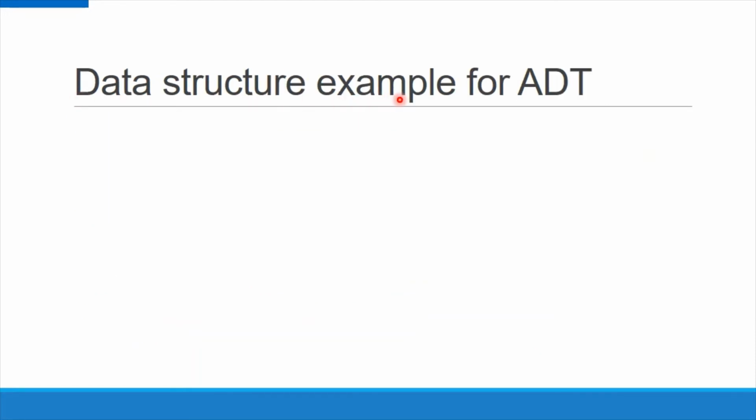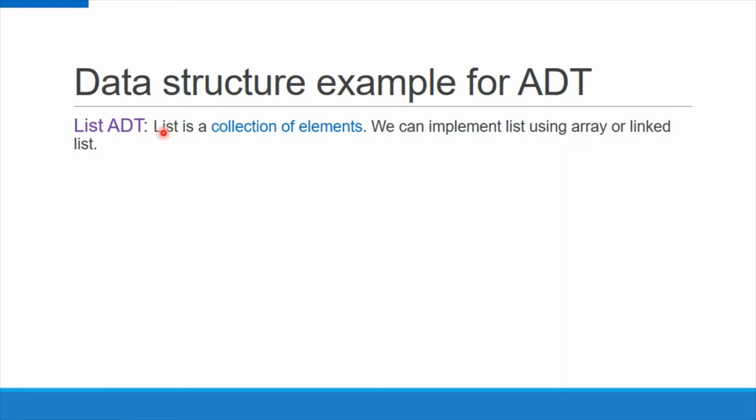This is a data structure example. Here I have taken list ADT. This list is nothing but a collection of elements. We all know that. This list can be implemented in two ways. One is the array data structure, or else we can use the linked list data structure to implement this list. So we'll see the array implementation of list now.